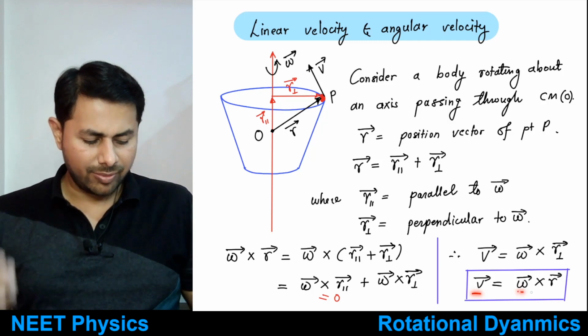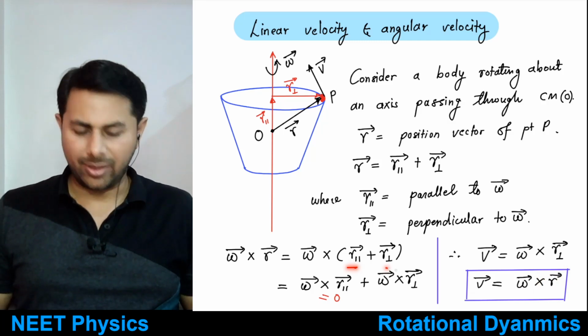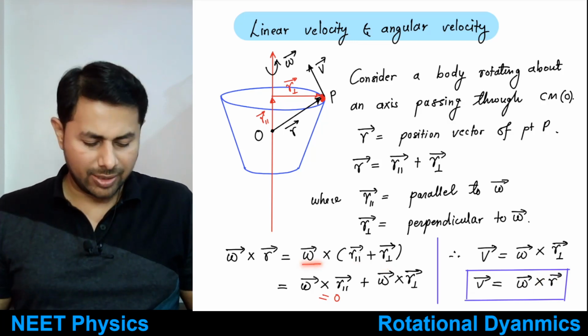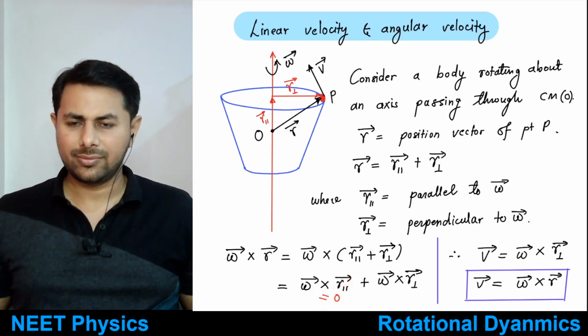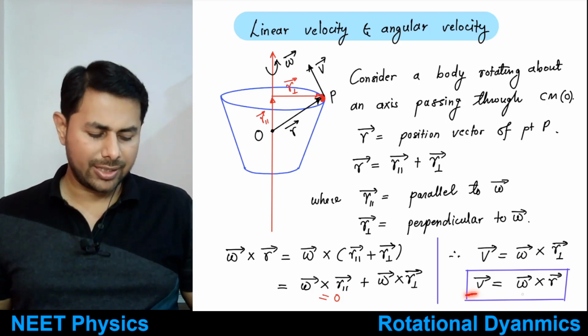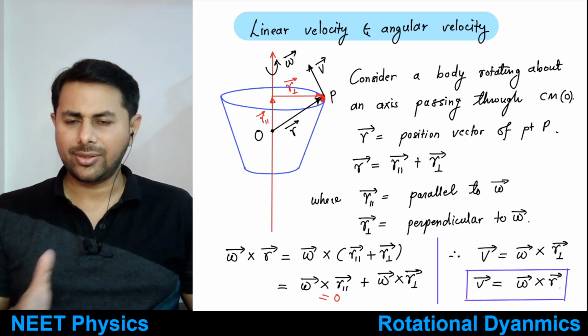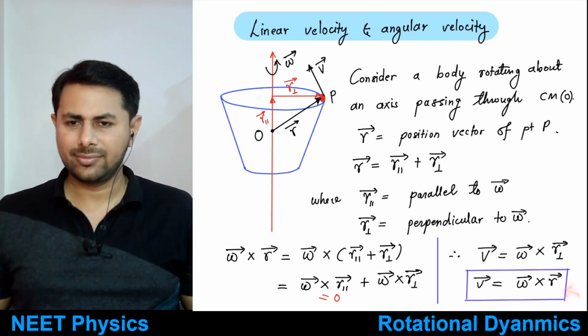Therefore v bar is equal to omega bar cross r perpendicular, but I can also write it as v bar is equal to omega bar cross r bar, because r bar will contain what? R parallel and r perpendicular. If I take the cross product of omega bar with r parallel, it turns out to be equal to 0. So I can always write that v bar is equal to omega bar cross r bar. Is this thing clear? All right.